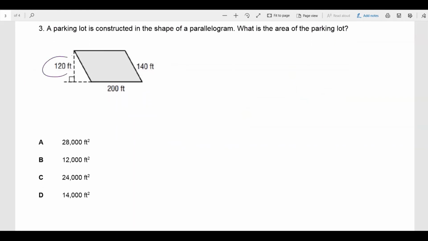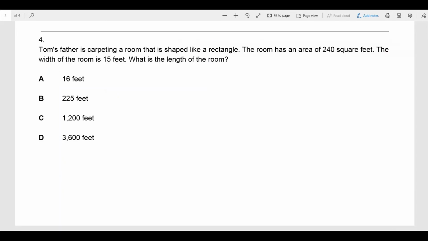The height is 120. That is the hint I'm going to give you. H equals 120. For number 4, you're going to need to go backwards. You have area is 240. Width is 15. What is the length?